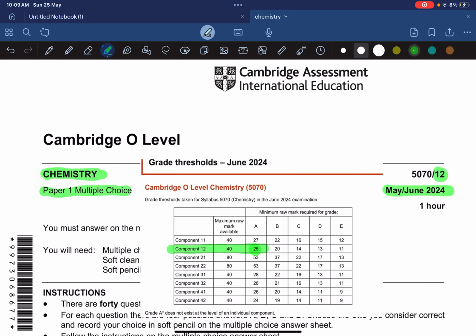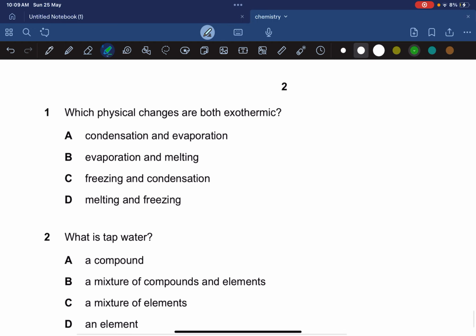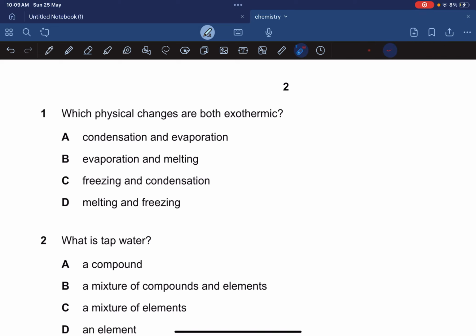it's about 25. So let's get started with the paper, and before starting it, I'd like you guys to choose your answers yourself before I tell the correct ones, because that's going to be really good practice for you guys if you choose them before I tell. So let's get started with the first question, which says, which physical changes are both exothermic?